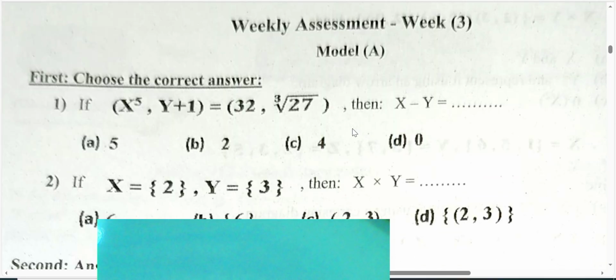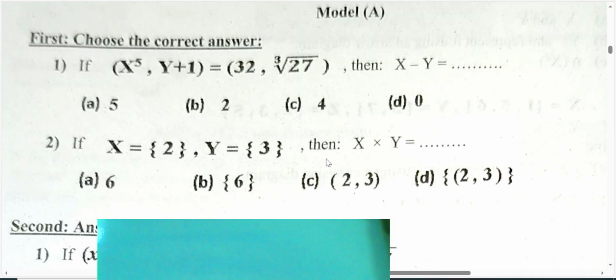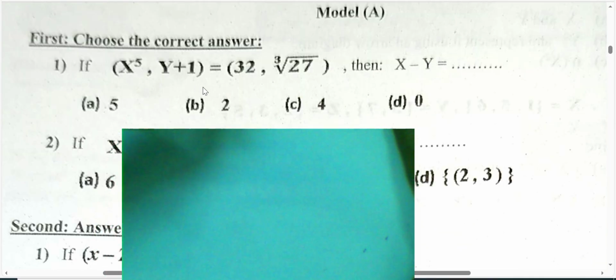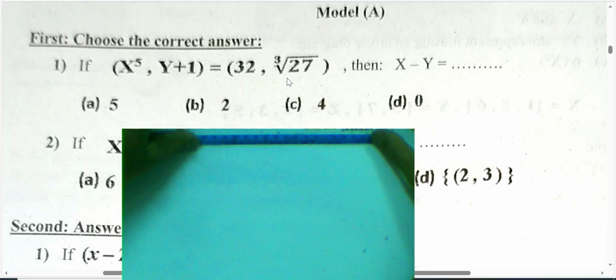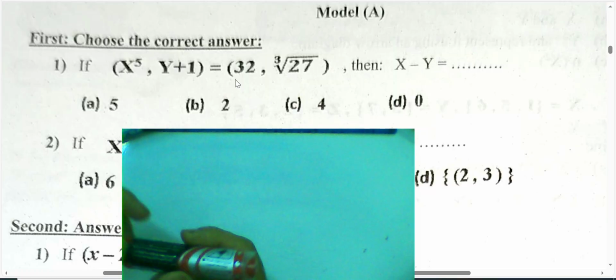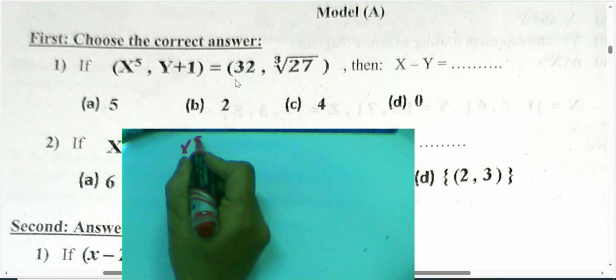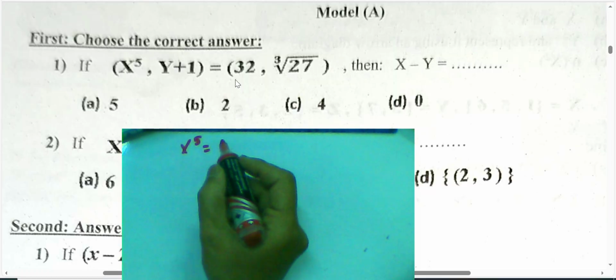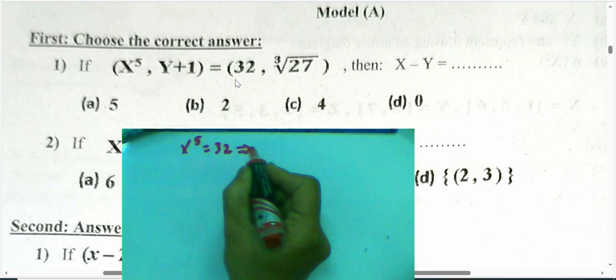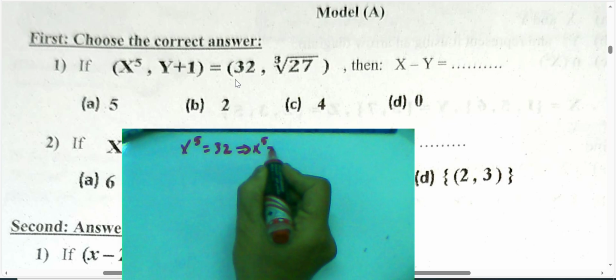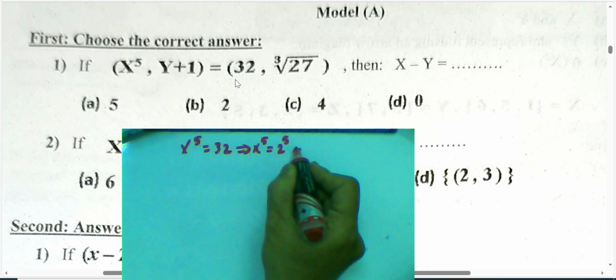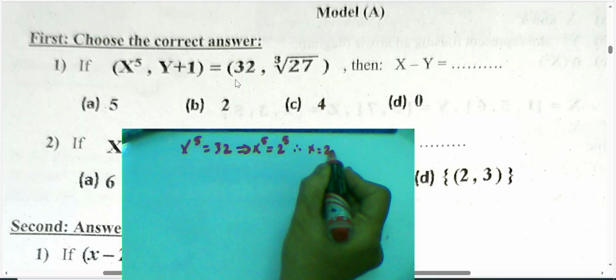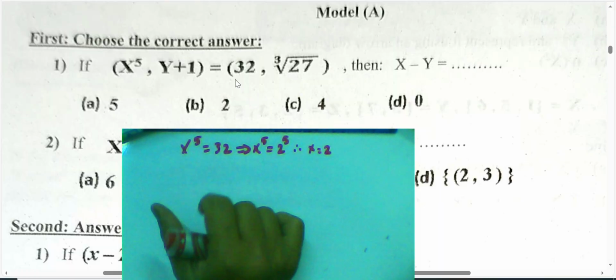Number 1, we have ordered pairs. x power 5 and y plus 1 equivalent to 32 and cubic root of 27. First projection will be equal to first projection and second projection equal to second projection. Then x power 5 will be equal to 32. It means x power 5 equals 2 power 5. So the value of x here will be equal to 2, because 2 power 5 equals 32.